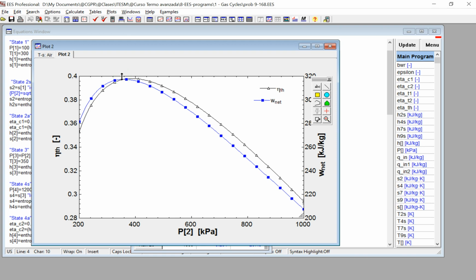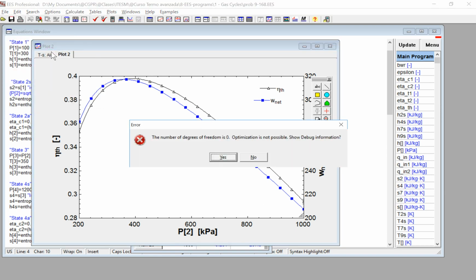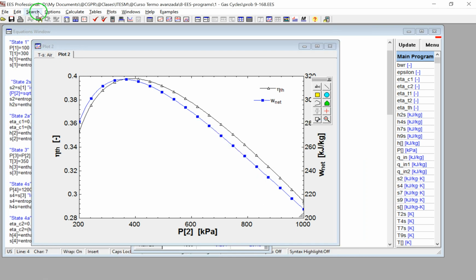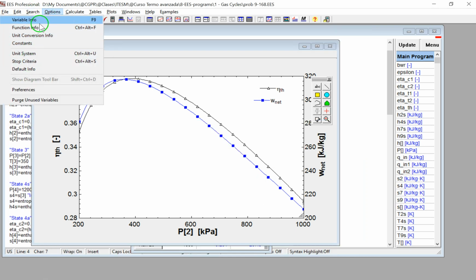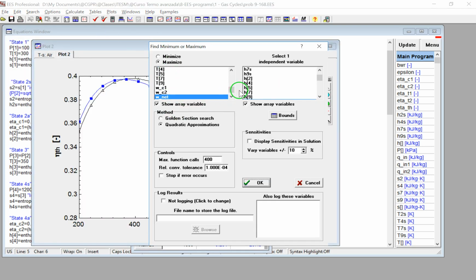If I want to get the exact value for the optimum, I can run calculate and say I would like to have minimum or maximum, and I would like to optimize for network. I have just one variable because I have one comment, so I will choose P2.